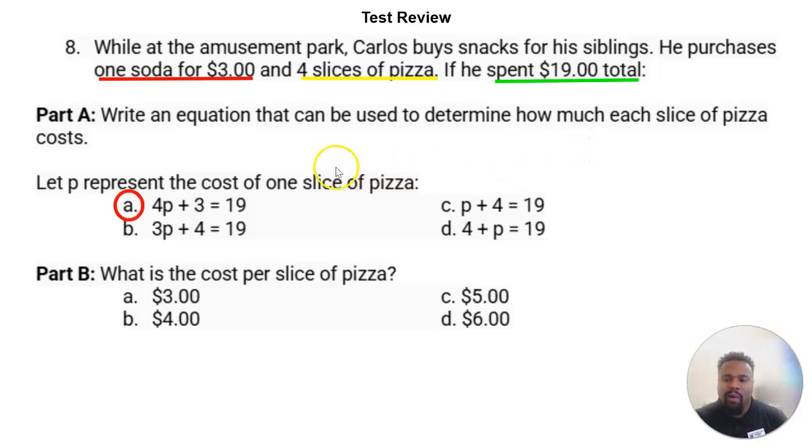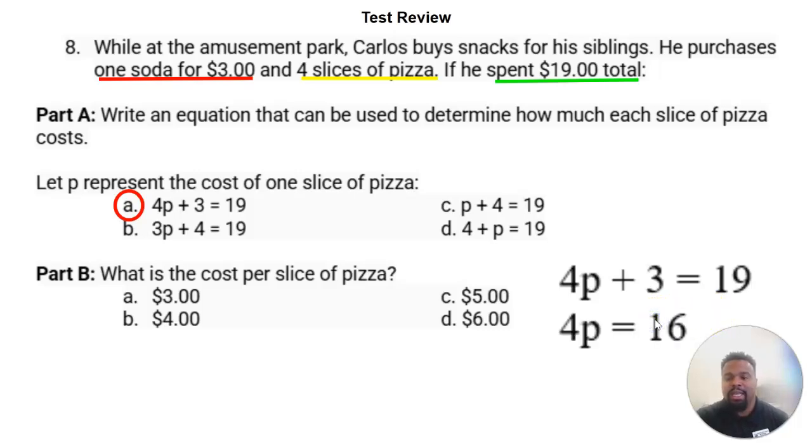Now that I got my equation, I want to take this equation and solve for P so I can find out the cost of a slice of pizza. So if I got 4P plus 3 equals 19, I want to solve for P. Subtract 3 on both sides. 19 minus 3 gives you 16. Take 16 divided by 4. P equals 4. So your answer would be B. So you got $4 for a slice of pizza. That's an expensive slice of pizza right there.